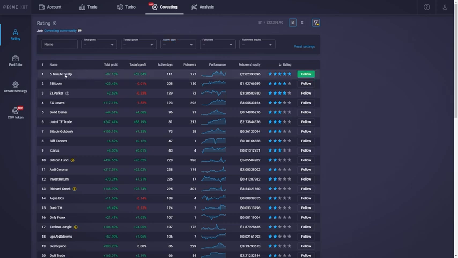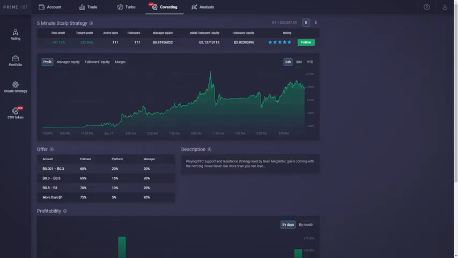When we click the trader, let's say that we pick our 5-minute scalp strategy right there, of course we are going to get to this page. And here you can see that we also have some more important metrics that we need to pay attention to. In my opinion, one of the most important metrics here is manager's equity. That means how many funds this trader is using of their own.